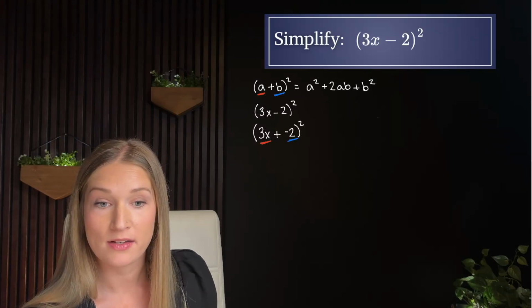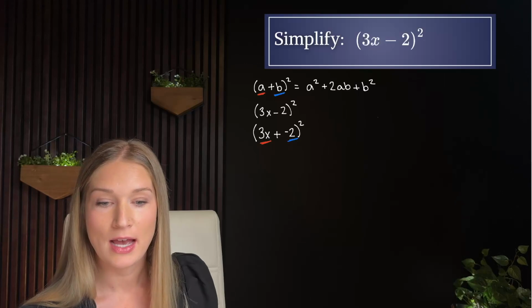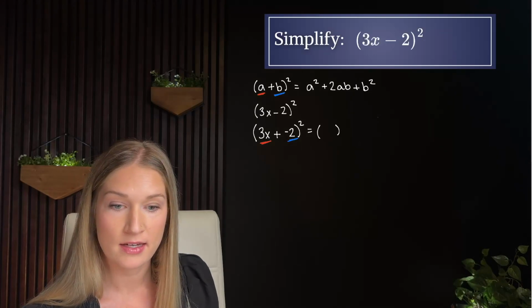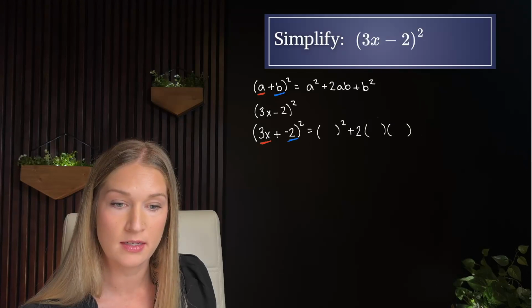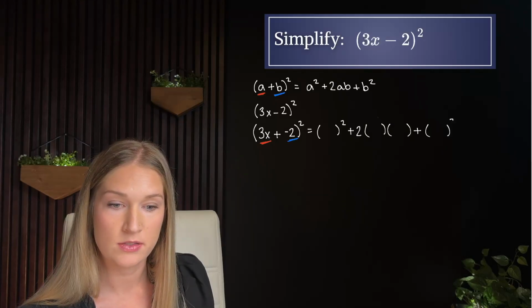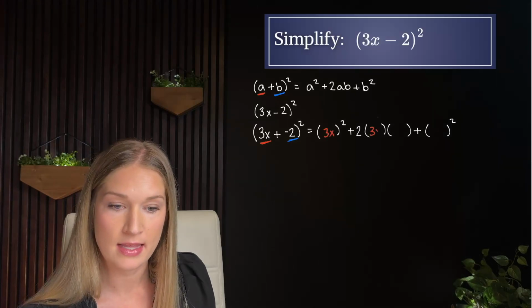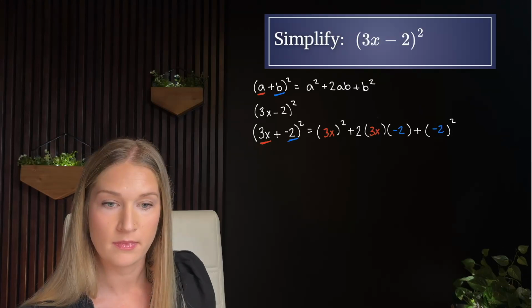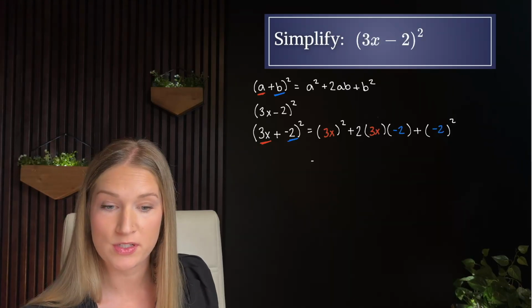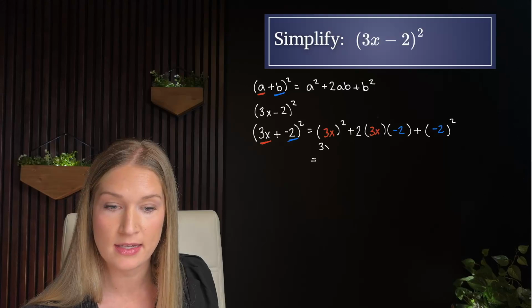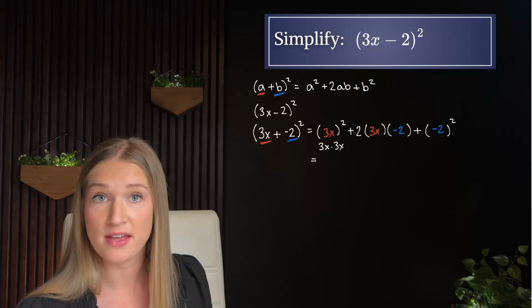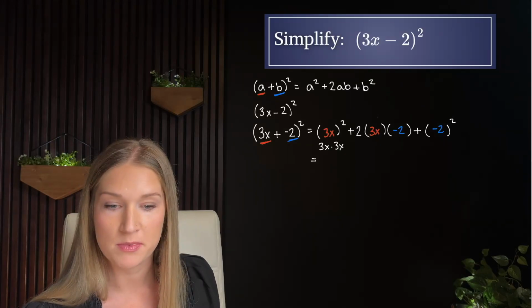So I can go ahead and follow the rule that we have. I'm going to take my a and square it, then add on 2 times a times b, and then add on my b squared. A is 3x, so I'll fill that in the a positions. B is a negative 2. To simplify, the first thing that I'm going to do is multiply 3x by 3x to simplify that 3x squared piece. 3 times 3 is 9, x times x is x squared.